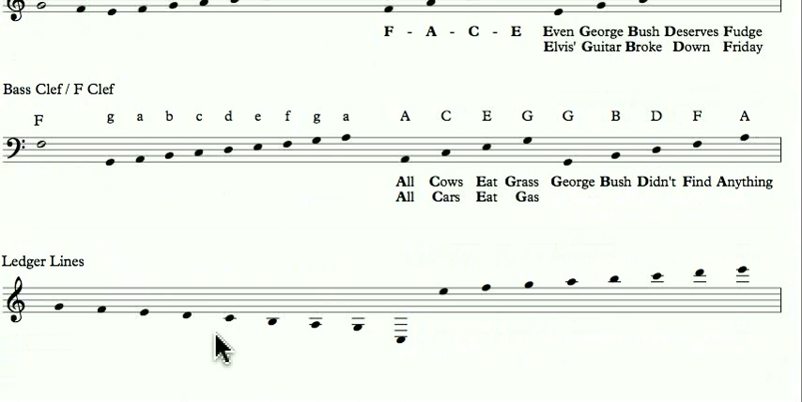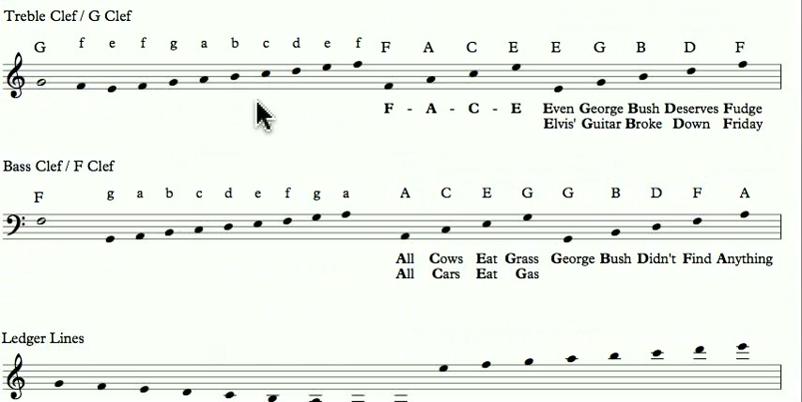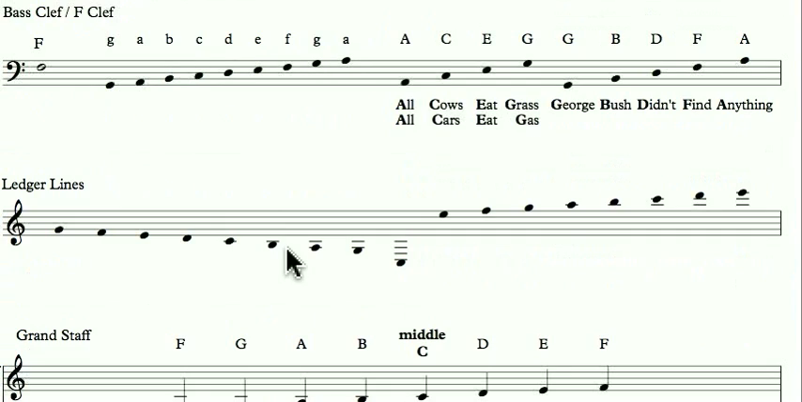So a couple other things we can do with this. Neither of these clefs cover a huge range. They're quite good for a singer or some instruments, but the piano or a choir or the orchestra have a much greater range than a single staff can show. And so there's two ways we can deal with that. One is through the use of ledger lines. And basically ledger lines just extend the staff higher or lower as we need it.